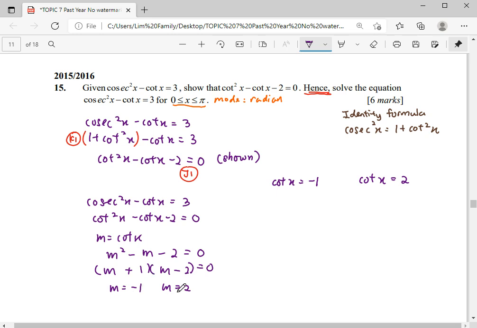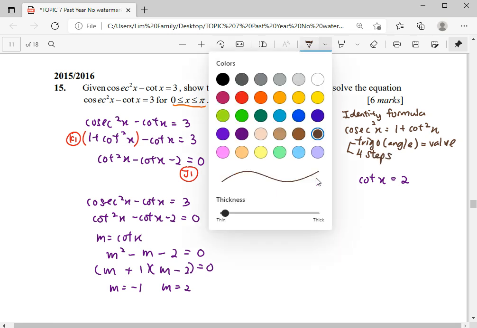So we managed to achieve the format that we can solve. To achieve a format that can be solved, we have to get trigo, then angle, then equals to a value. Then we can apply that 4-step method to find the angle. So this is our solving basic.